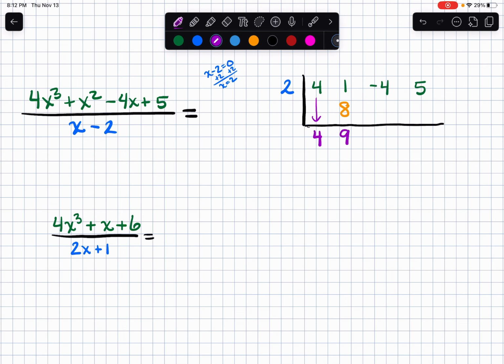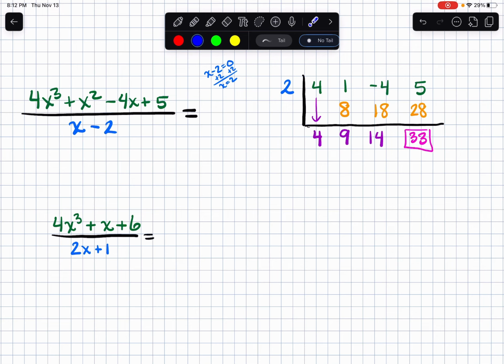And I'm going to repeat. 9 times 2 gives me 18. Negative 4 plus 18 gives me 14. And then 14 times 2 gives me 28. 28 plus 5 gives me 33.